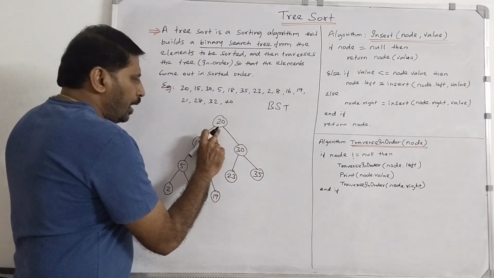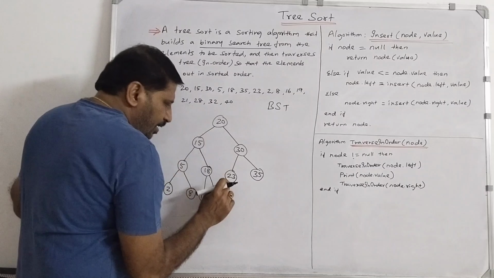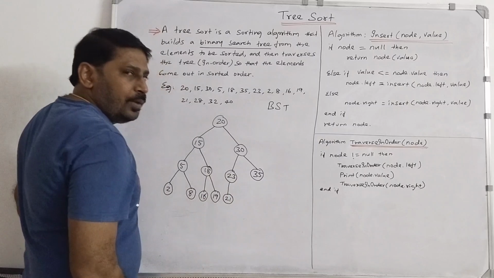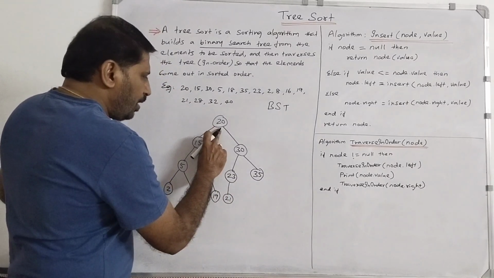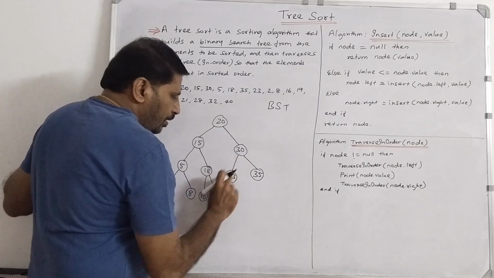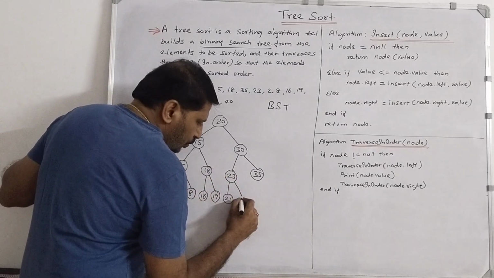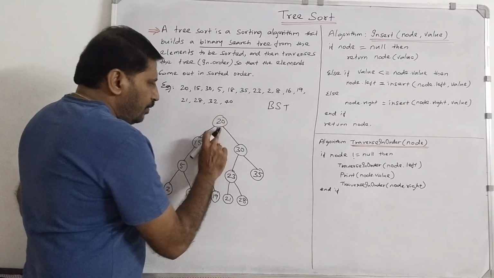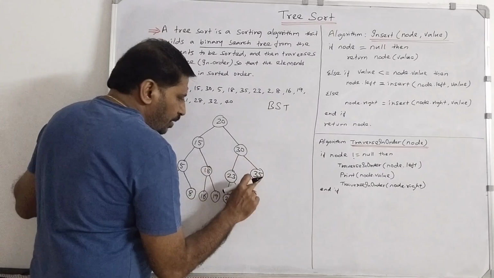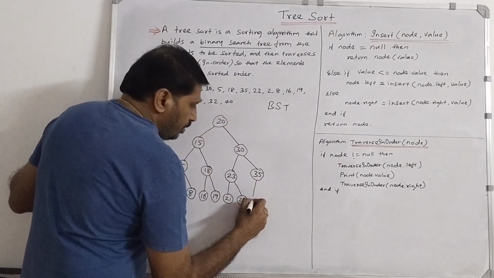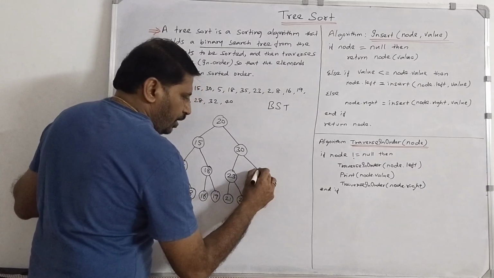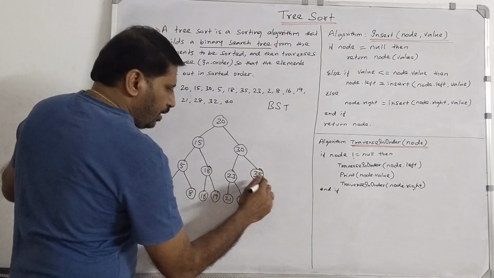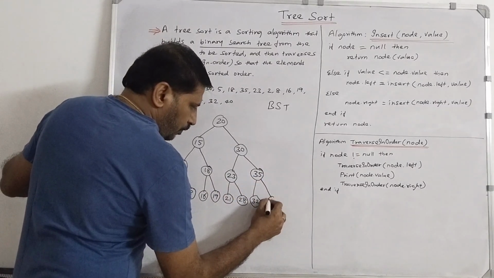Next number is 21: compare with 20, greater; 30, lesser; 23, lesser; so 21 is placed here. 28: compare with 20, it is greater; 30, it is lesser; 23, it is greater; so it is added here. 32: compare with 20, greater; 30, greater; 35, lesser; so it is stored as the left child of 35. 40: compare with 20, greater; 30, greater; 35, greater; so 40 is stored here.